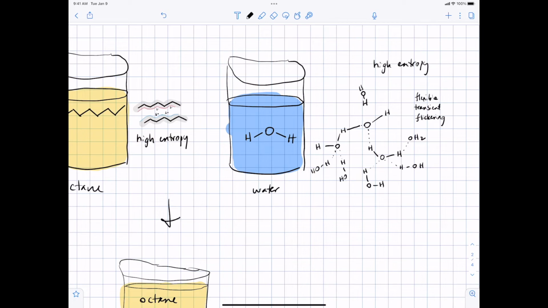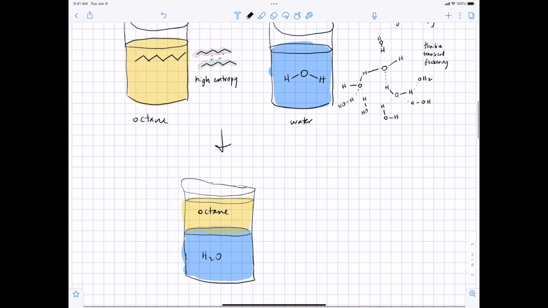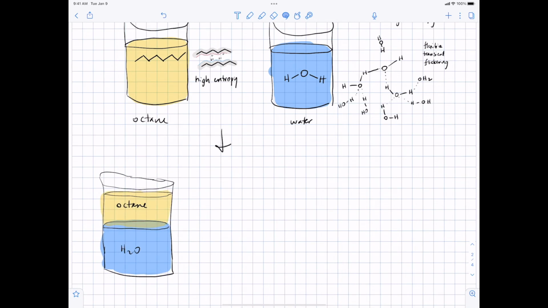That makes sense-ish? Okay. Now, if you mix them together, basically this allows almost all of the water molecules and almost all of the octane molecules to feel like they would feel if they were on their own. But now let's consider the alternative.